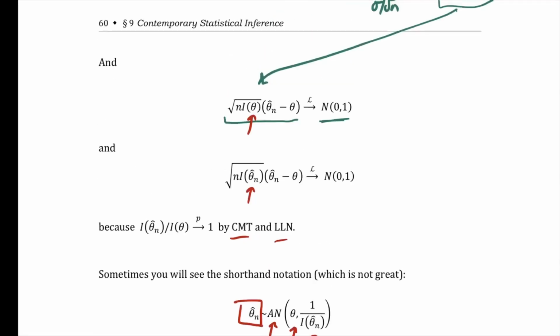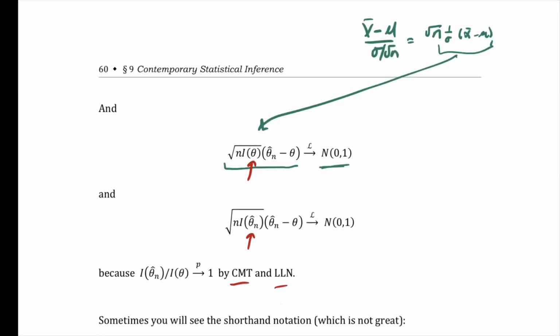This is going to be important because we're going to use it to do various things. In particular, we're going to come up with a confidence interval. If you want to come up with a confidence interval, you would say theta hat n plus or minus 1.96 times the square root of 1 over n I theta. That's the general formula for a confidence interval for a maximum likelihood estimate.